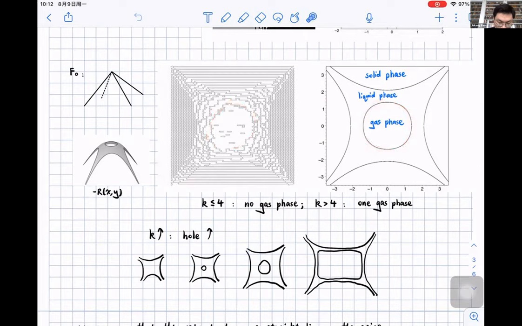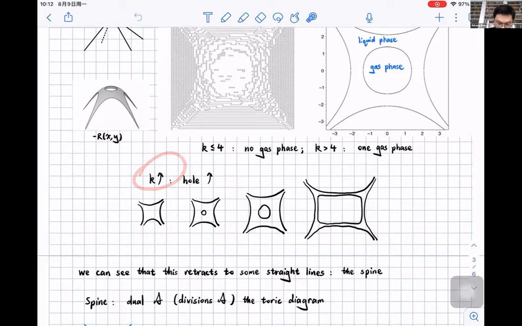So we can see the minus Ronkin function looks like this. It's the limit shape of this crystal melting model. Also, if we increase this k, at first when k is 4, we have no holes, and then if we increase k, we will have a hole open up, and for larger k, the size of the hole will become larger and larger.